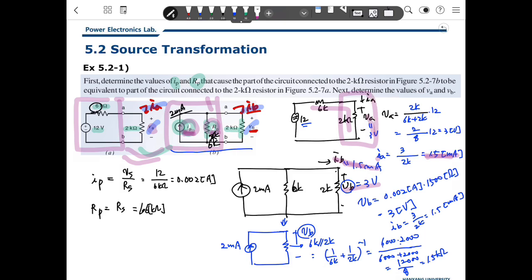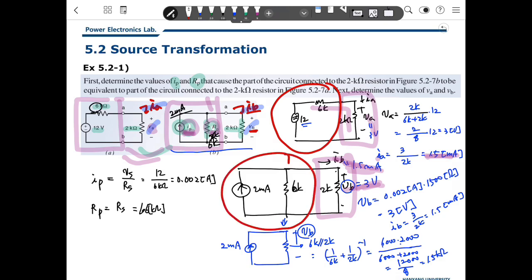That means the target circuit has the same voltage and the same current. That means the voltage source and this current source are equivalent. And you can say this voltage source can be transformed to the current source here, or this current source can be transformed to the voltage source in the case we want.